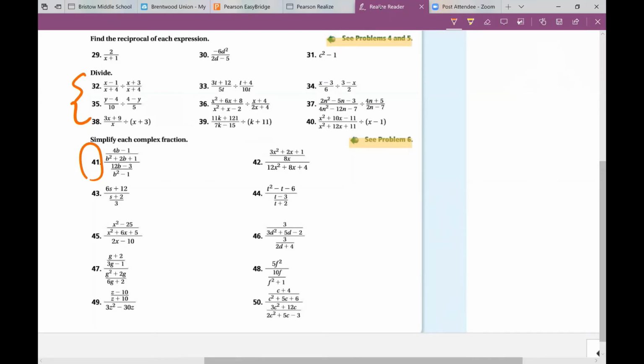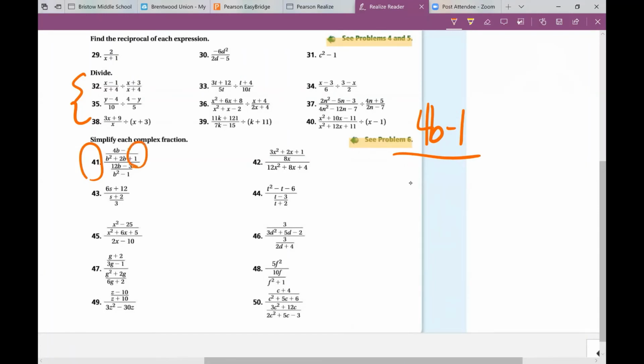I'm going to start by pointing out that the numerator of that very funky looking fraction is a fraction in itself. So I'm going to just rewrite that fraction off to the right. It starts with 4b minus 1, and it's being divided by b squared plus 2b plus 1. Well, I don't want to write that down and waste my time and waste space on this page. So I'm going to factor that out.